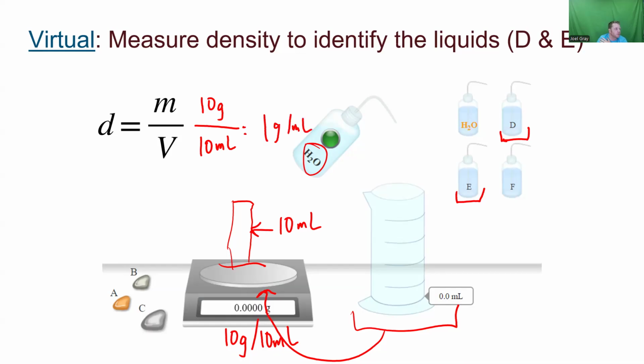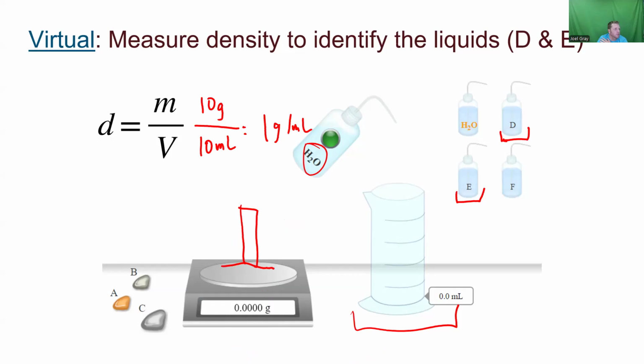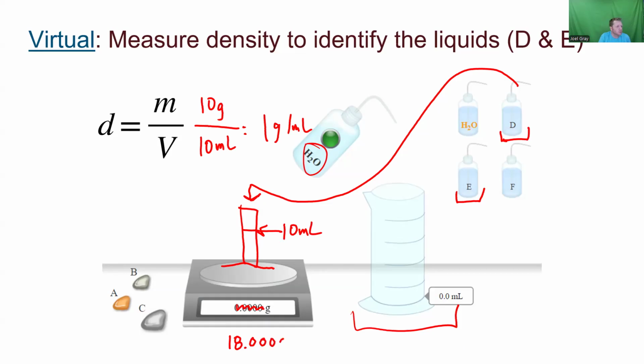Now, if we were to take solution D, we'd have different numbers. What we would probably want to do is add solution D to this graduated cylinder, getting to a total volume of 10 milliliters. Okay, you get to 10 milliliters. So then what would the mass be? Let's say that the mass was 18.0000 grams.